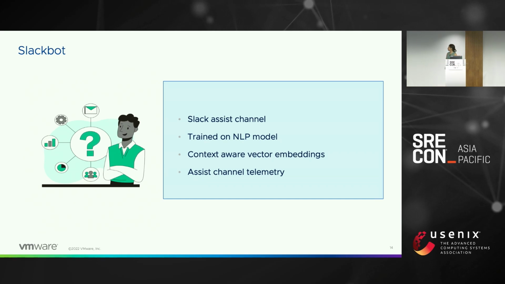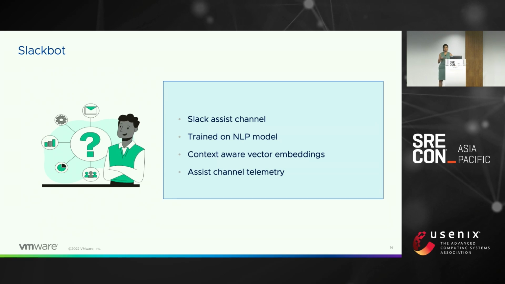So we have this amazing Slackbot. What it does is, it understands the user's intention behind the query. It uses something called context-aware vector embeddings, and using that, it can provide very accurate and precise solutions to our users. And again, it reduces the toil, it reduces the MTTR.